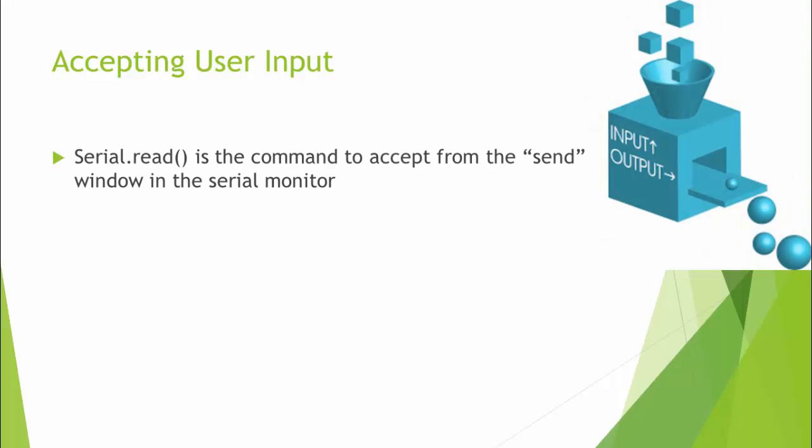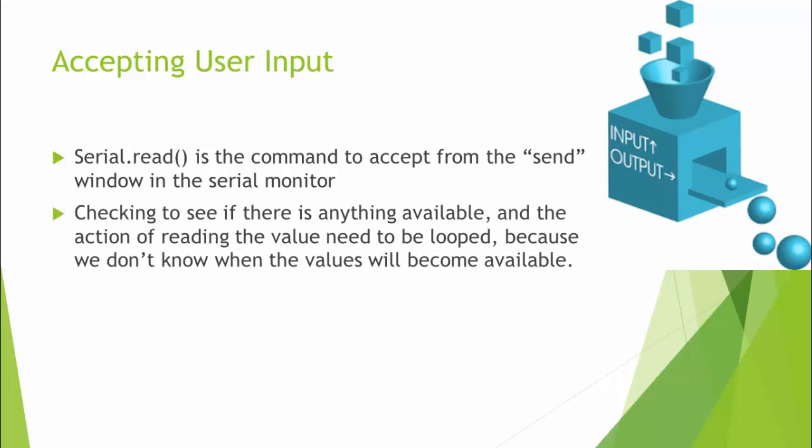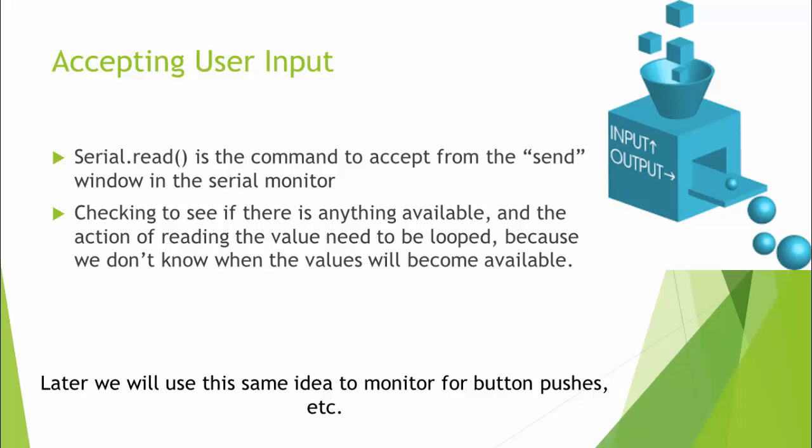I already alluded to accepting user input. The Serial.read command is how you can do this. The system can check to see if the user has put anything in, and you can set up loops that wait for the user to put in values where appropriate. Later on, we'll use those same kinds of loops to watch for things like button pushes and other communications that don't involve keyboards and monitors.